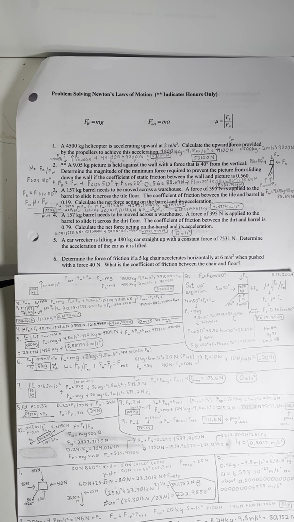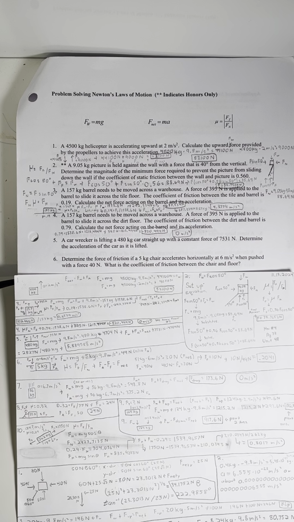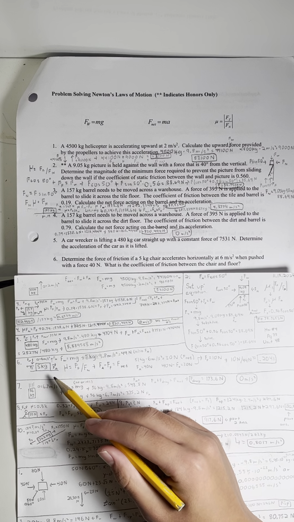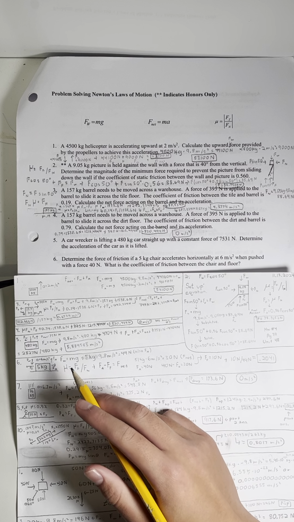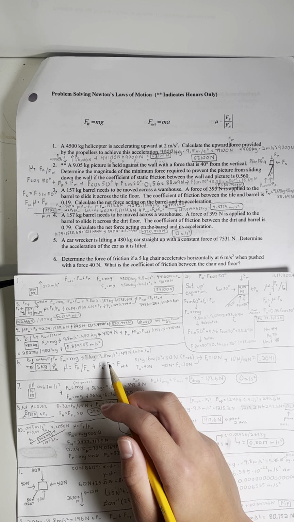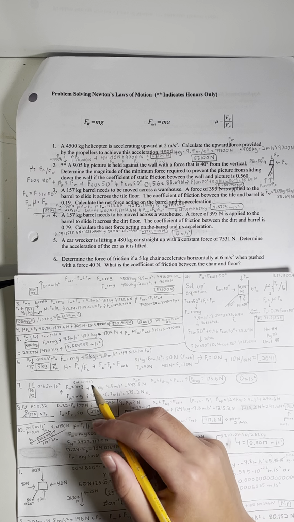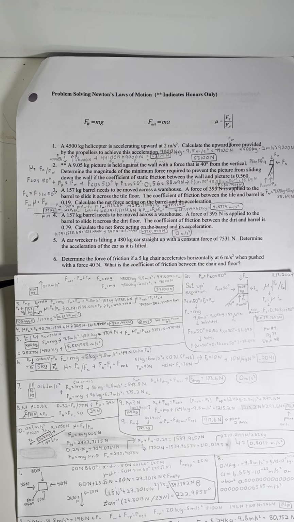Okay, mu equals force friction divided by force normal. We already know that force weight equals force normal. This is pretty straightforward. You have the equation, plug it in: 5 kilos times 9.8 meters per second squared equals 49 newtons, which is our force normal. Now we need to find force friction. How do we find that?